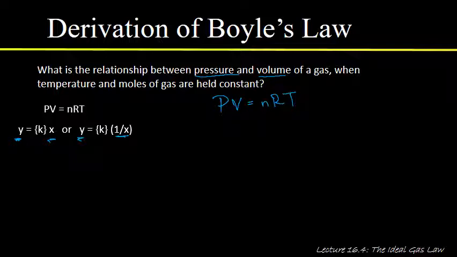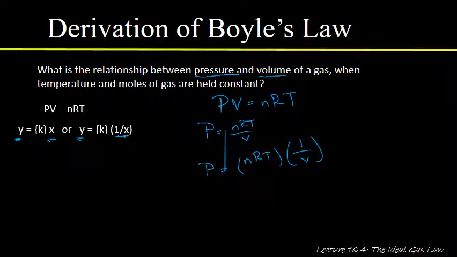It's already over there. We want to get volume on the right, so we need to divide both sides by volume. If we divide both sides by volume, we get P equals nRT over V. We want the V to be by itself, so let's just rewrite that. We're not really changing anything, we're just changing the way we're writing it. nRT times 1 over V. Okay.